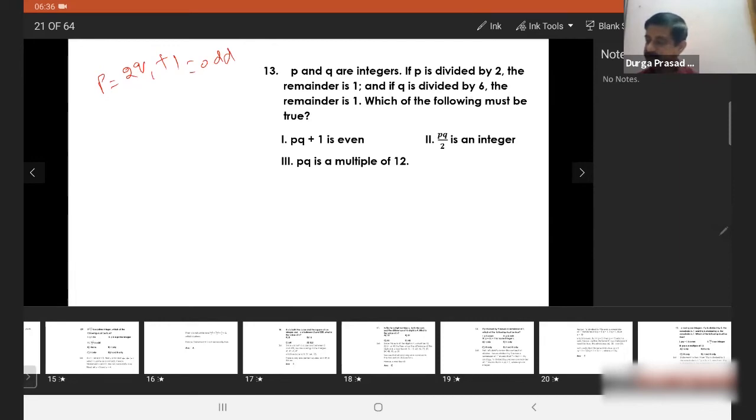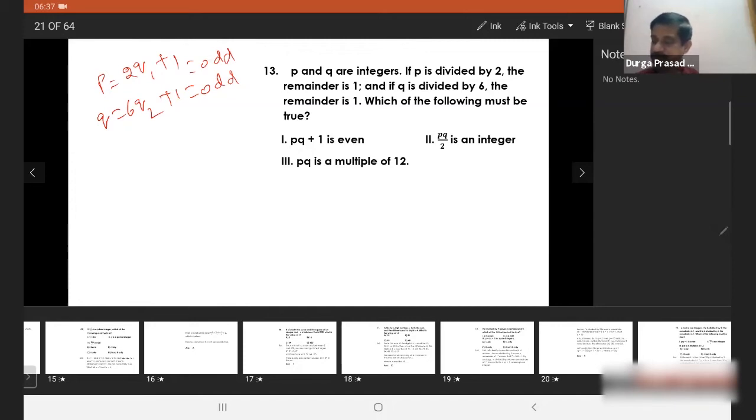And Q is divided by 6, so Q is 6 times some quotient, and the remainder is 1. So again, this is odd, children, because 6 is even. Even into any number is even, plus 1 is odd. Finished. So we know clearly P is odd and Q is also odd. So this is what is identified. Now, what is the question? Let us see. Which of the following must be true?